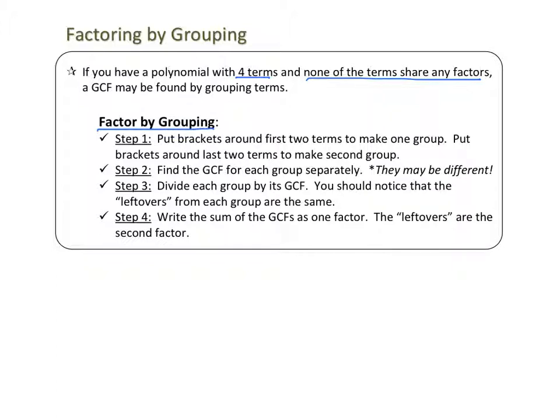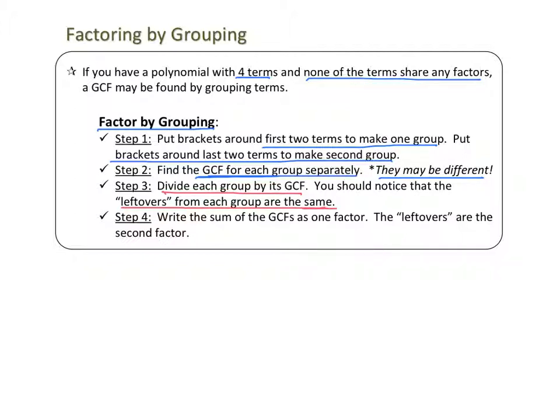Step 1 of factoring by grouping is to put brackets around the first 2 terms to make a group, and to put a set of brackets around the last 2 terms to make a second group. Then you look for a greatest common factor for each group separately, and notice that the greatest common factors for each group may be different. Once you know the greatest common factor for each group, you will divide each group by its greatest common factor, and you will do this separately for each group. You will notice that the leftovers that you have in the brackets from each group should be the same.